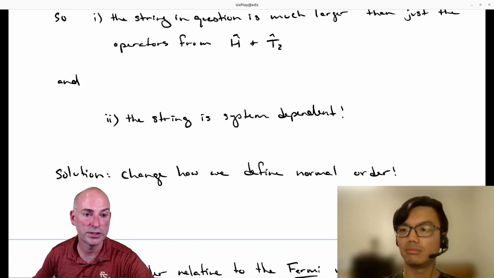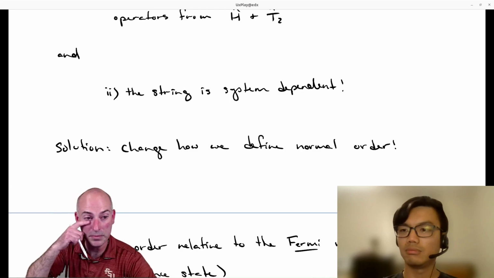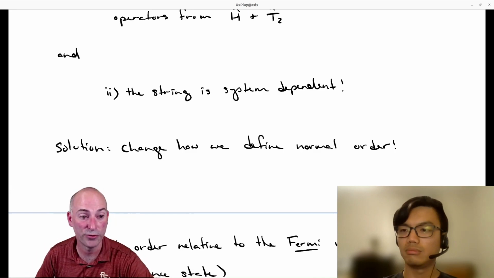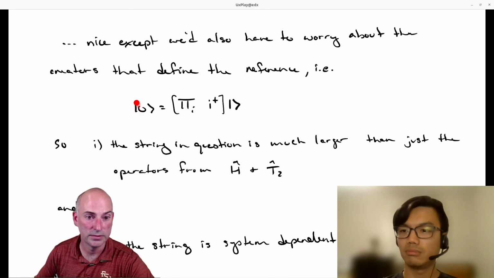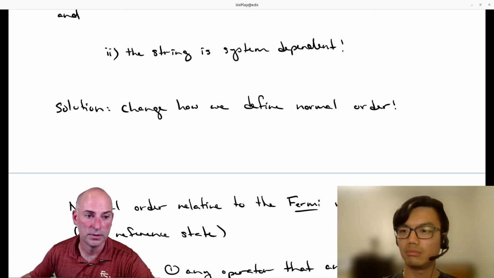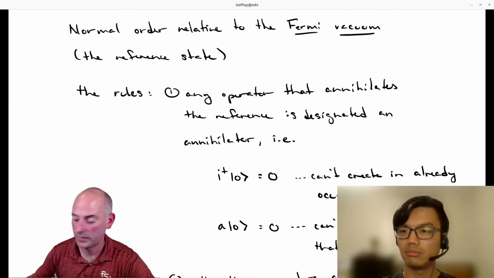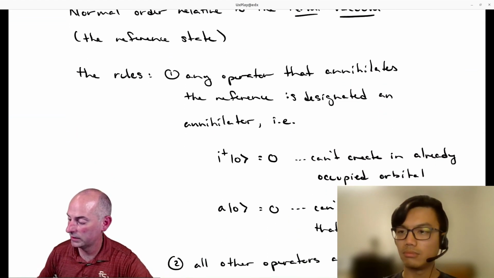So the solution here is to change how we define normal order and use normal order with respect to the Fermi vacuum, which is that Hartree-Fock state. Okay. There are very simple rules for doing this. Rule number 1, any operator that annihilates the reference is designated as an annihilator. So if I take a creation operator and try to create an electron in an already occupied orbital, that can't happen because I can only put 1 electron in 1 spin orbital. So that gives me 0.